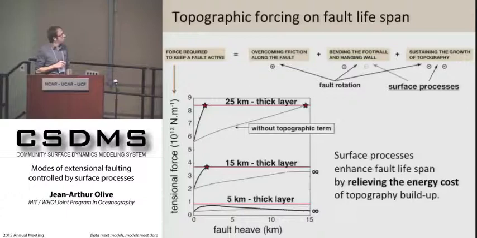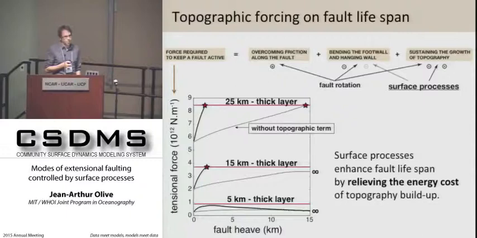And as you can see, pretty rapidly you reach this red threshold, which means that at some point it becomes easier to break a new fault than to keep slipping on the initial fault. So a fault that grows in this configuration will be abandoned pretty rapidly, about 3 kilometers into its life, and then will die and a new one will form.